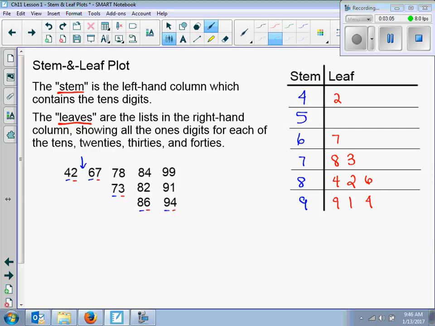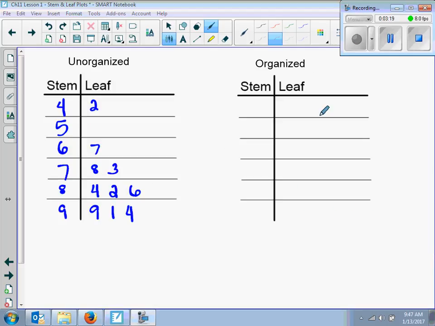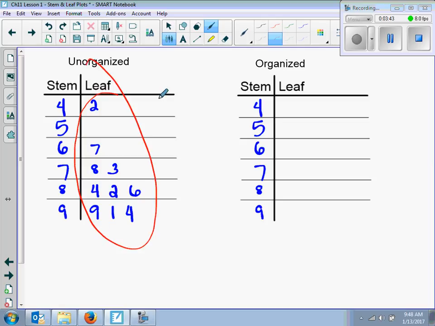Now, this is what you call an unorganized stem and leaf plot, okay? Because when we organize it, the data will be in order from least to greatest. Is everybody clear? Okay, so there is your unorganized stem and leaf plot. So once again, we're going to organize. So now we're going to organize the stem and leaf plot. And all you're going to do there is put the numbers on the leaf side in order.